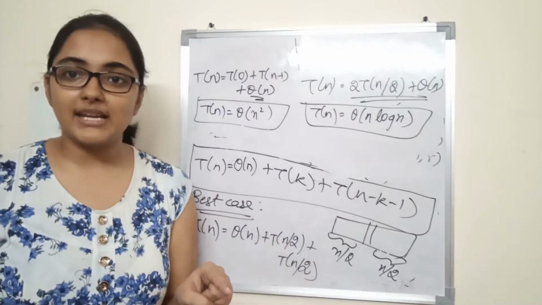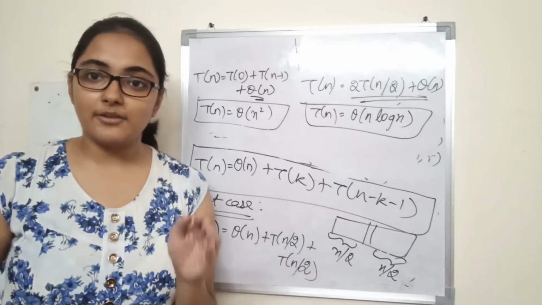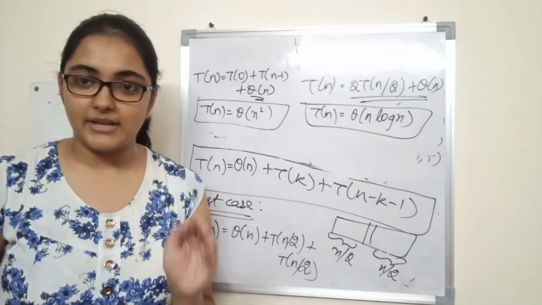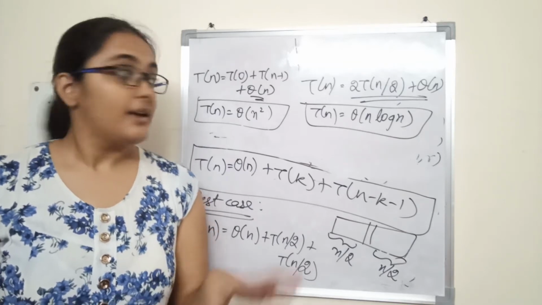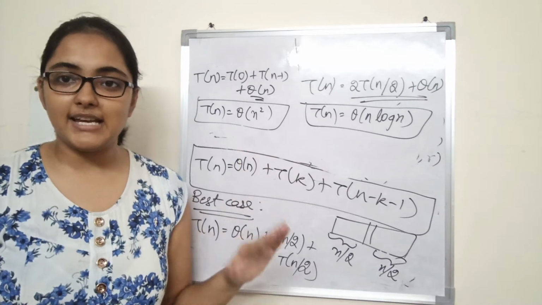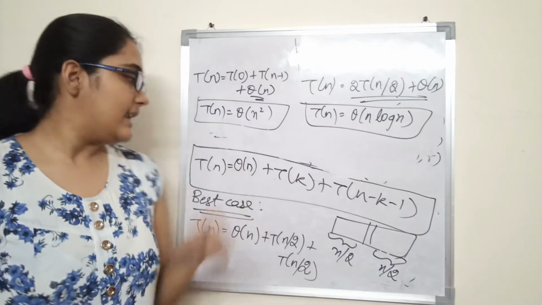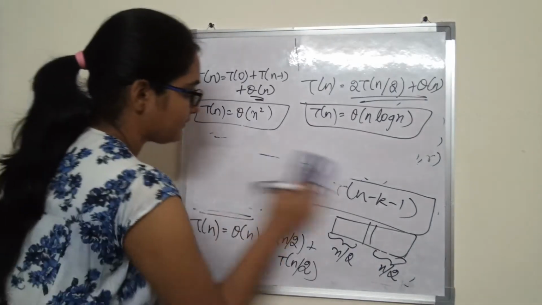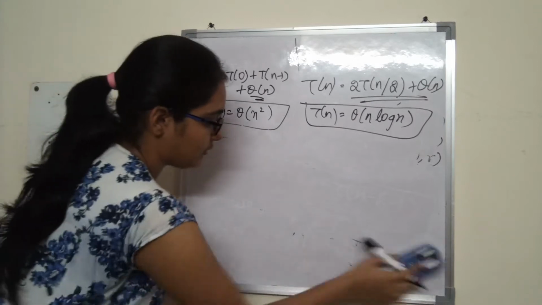That was a good thing in case of insertion sort. When the array was already sorted, it used to take omega of n time. That is, the best case time complexity of insertion sort was omega of n. But here in this case, what happens when the array is already sorted? It is taking theta of n square time, which is not a good thing. Let us see how it works.